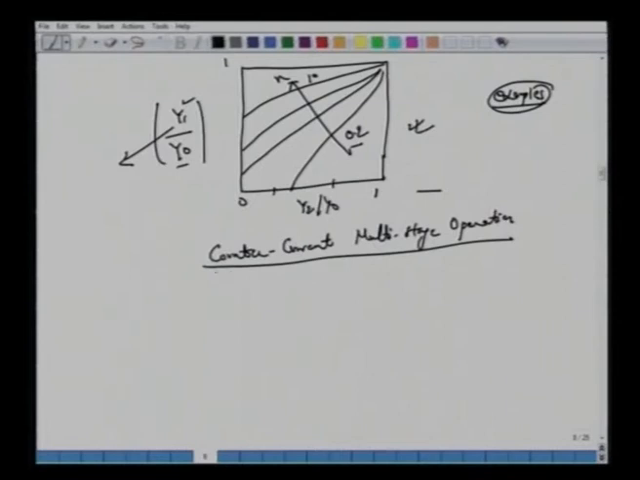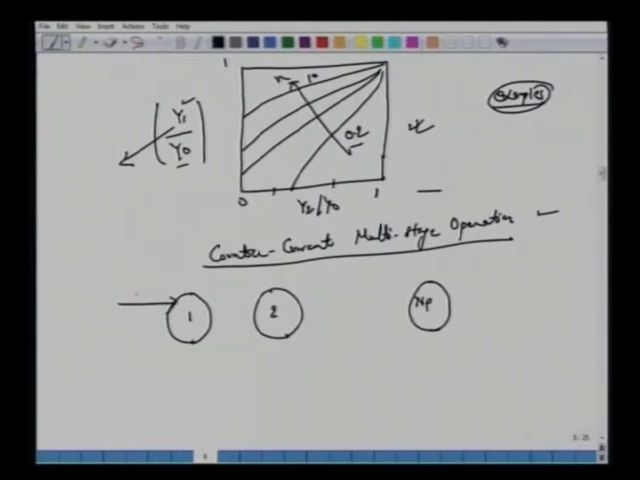All those we will take as examples in the next class. Okay, so let's continue with this countercurrent multi-stage operation, which is also very similar to what we had in the case of extractions. So we have stages like this, say stage 1, stage 2, and the last stage NP.